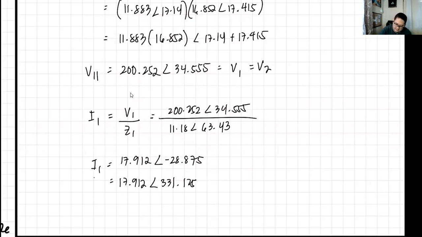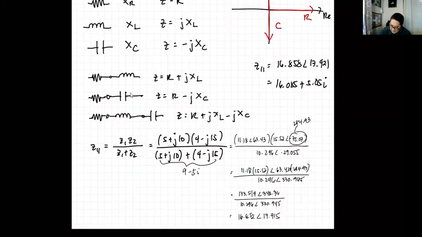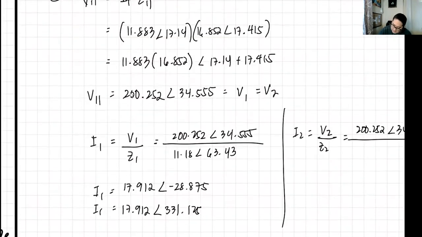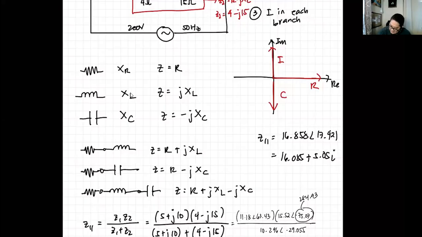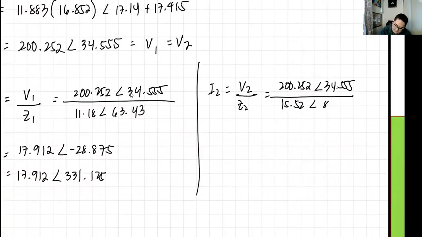Okay? Ito yung angle, ito yung ating current 1, and then current 2 natin will be equals to V2 over Z2, or 200.252 angle 34.555 over yung value ng Z2 natin, which is ito, 15.52 angle, yung converted natin sa 360, which is 284.93. Okay. I2 will be equals to 200.252 divided by 15.52.